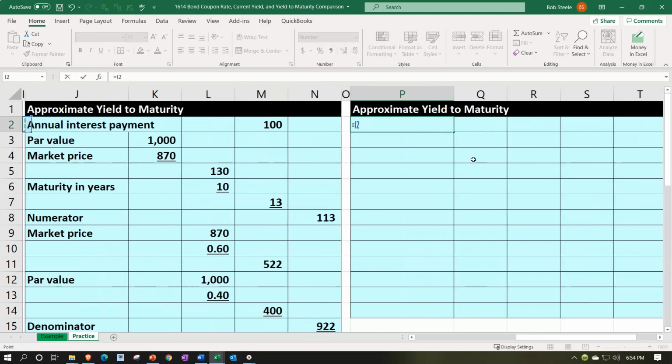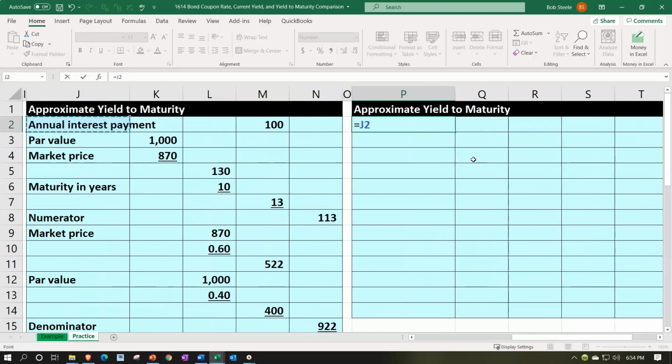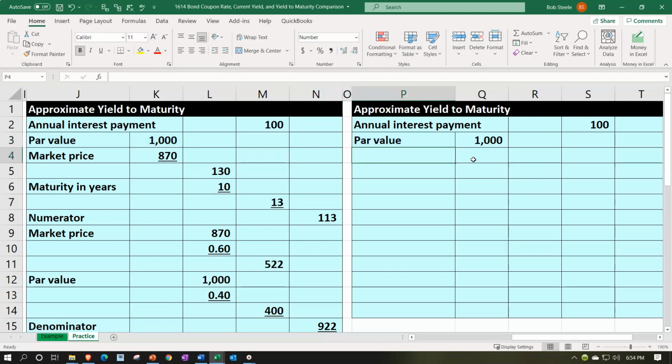I'll do this quickly. We got the annual interest payment. I'm going to bring that on out to this cell. That's going to be the 100. Then we'll pick up the par value, which is going to be the 1,000. The market price, which is going to be the 870. Then we're going to pick up the subtraction, 1,000 minus the 870. And then we will have the maturity in years, which was 10.